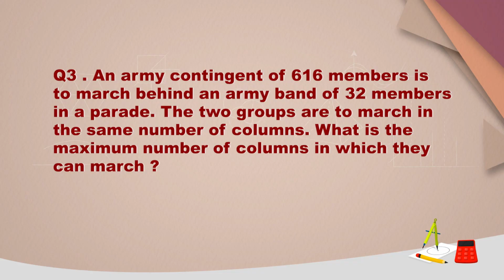Let us look into the next question, question number 3, which says that an army contingent of 616 members is to march behind an army band of 32 members in a parade. The two groups are to march in the same number of columns. What is the maximum number of columns in which they can march?